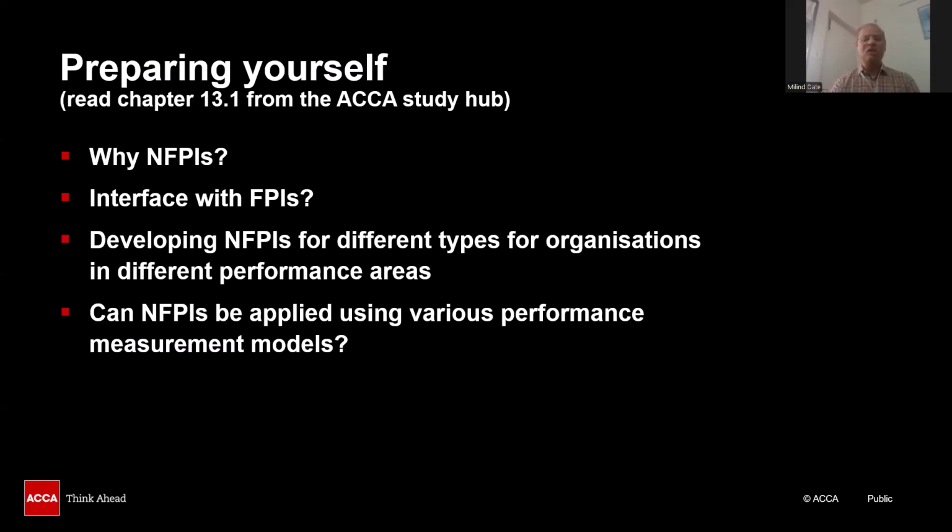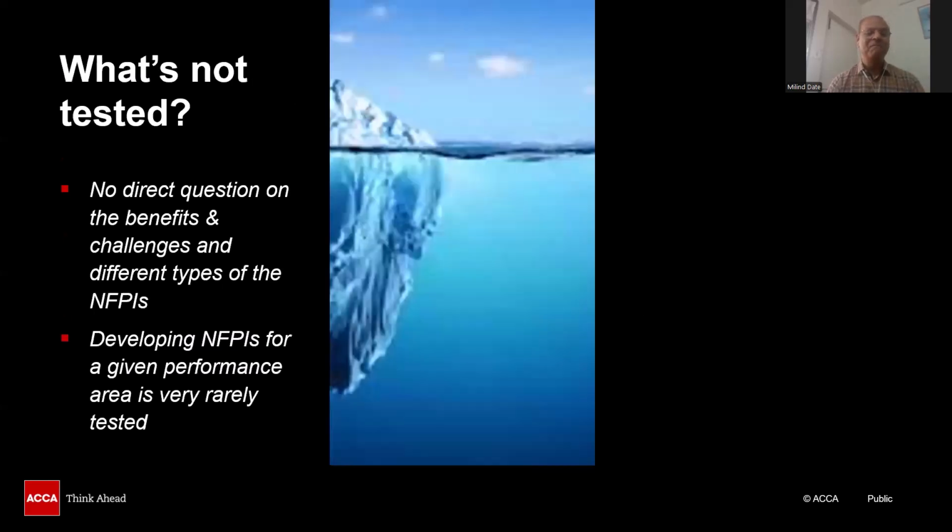So let's move on to see what's tested and what's not tested by the APM examiner on this particular topic. Well, what's not tested is pretty straightforward. There won't be any direct question saying, what are the benefits, what are the challenges, what are the different types of NFPIs that organizations should use or would use, etc. You may not very frequently get tested on developing or suggesting various NFPIs for a given performance area. That's also very, very rarely you can expect.